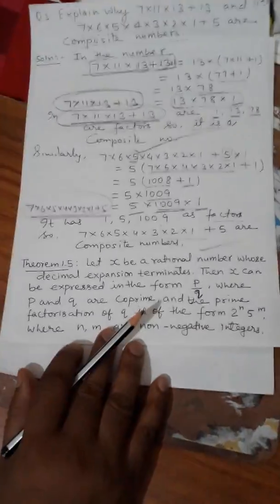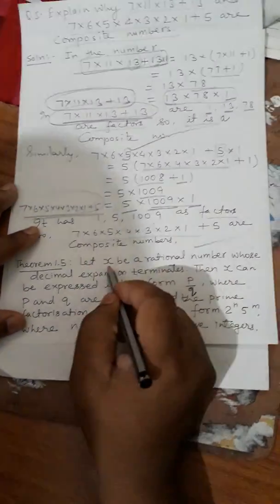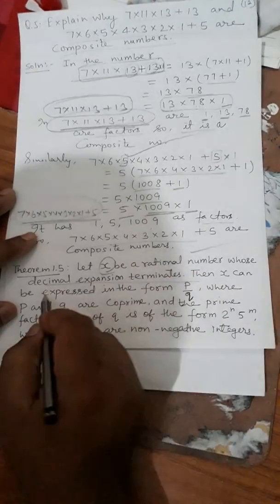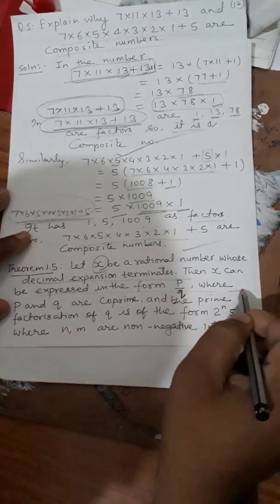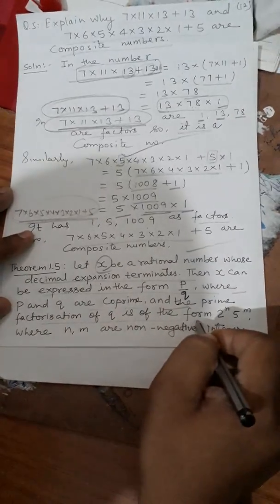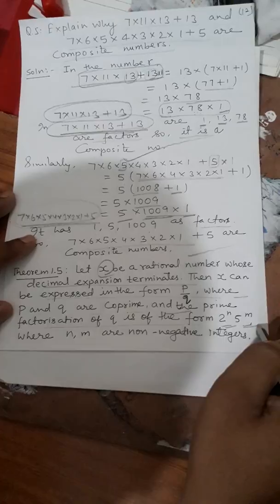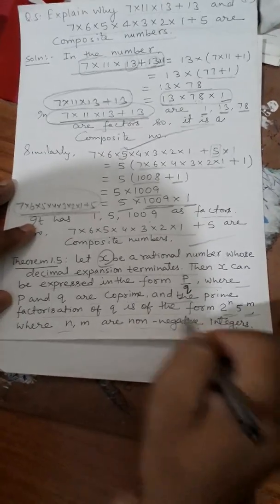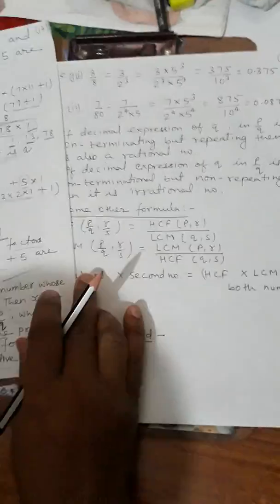Theorem 1.5. Let x be a rational number whose decimal expansion terminates. Then x can be expressed in the form p by q, where p and q are co-prime numbers and the prime factorization of q is of the form 2 to the power n and 5 to the power m, where n and m are non-negative integers. What is the meaning of this? The meaning should be clear from this.